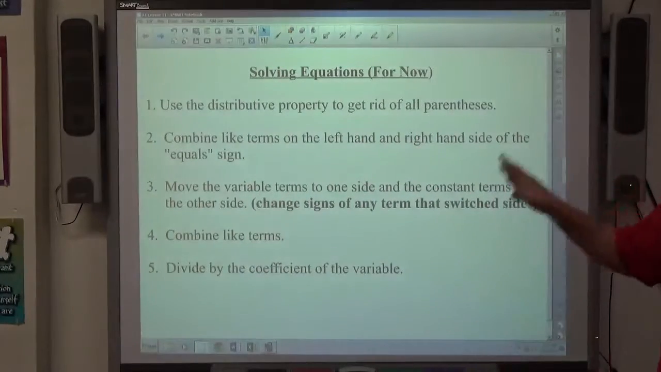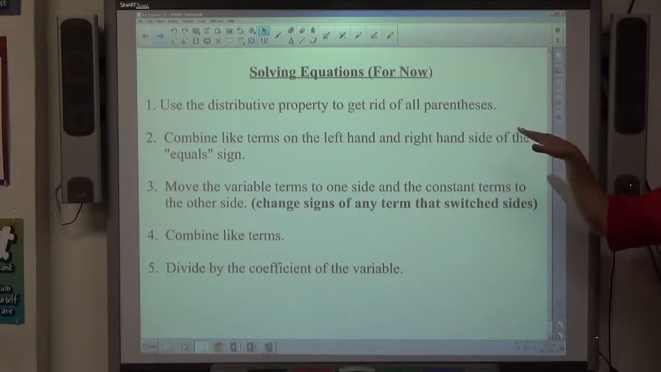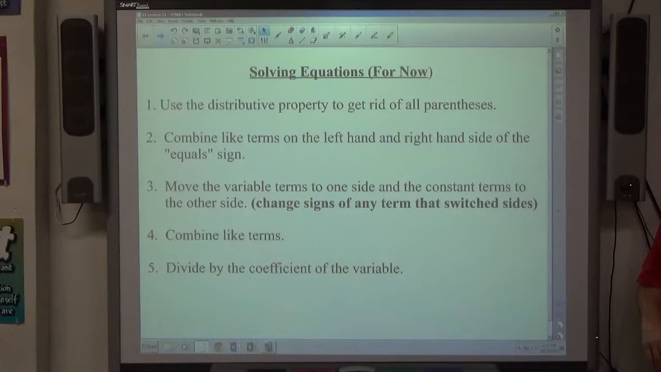Example 1, actually the yellow sheet I gave you in addition to this blue sheet, solving equations for now. Step 1: use the distributive property to get rid of all parentheses. If you have an equation, that is the very first step of any equation. If there's parentheses, make them go away. Parentheses cause people to mess up, so as soon as you see parentheses in an equation, make them go away. Distribute outside number times each inside number.